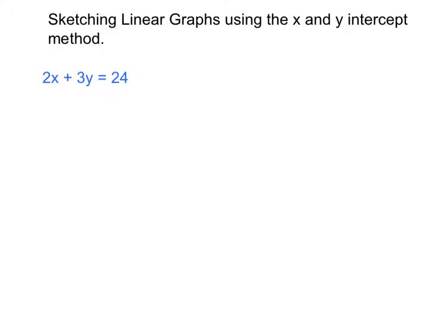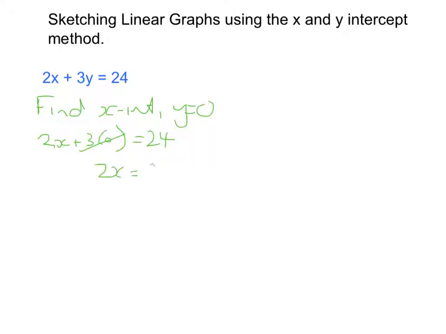Firstly, if we want to find the X-intercept, what we need to do is make y equal to 0. So we have our equation there, and we're going to go 2x plus 3 by 0 is equal to 24. 3 by 0 is just nothing, so we're left with 2x is equal to 24. We then want to divide both sides by the 2 to cancel down the 2's. Leaves us with x is equal to 12.